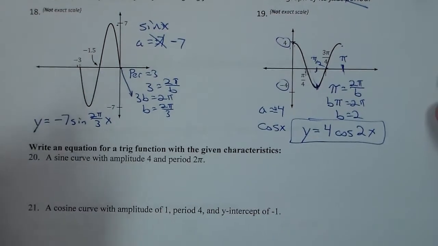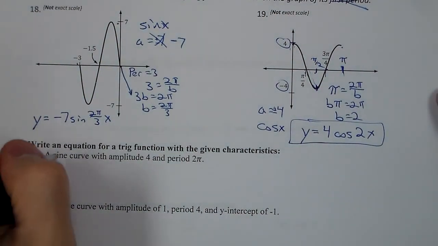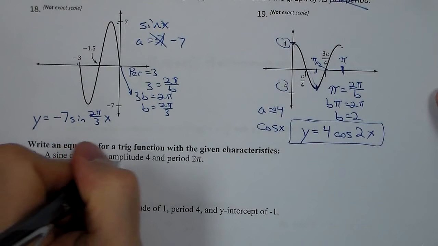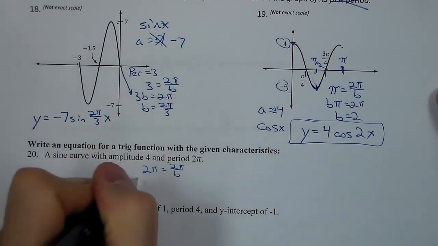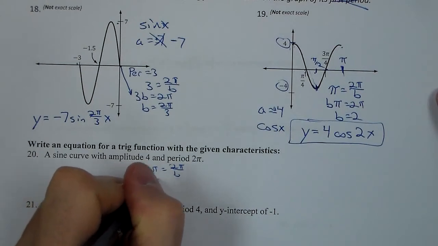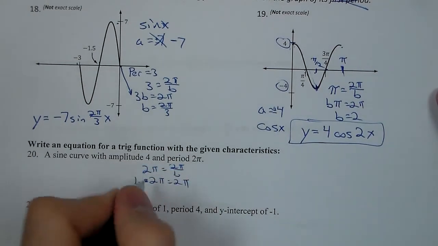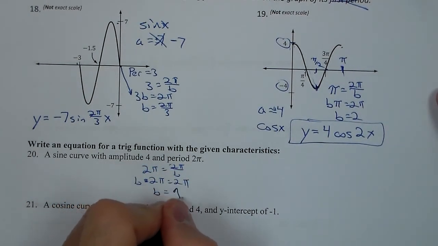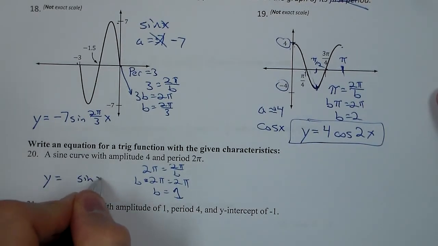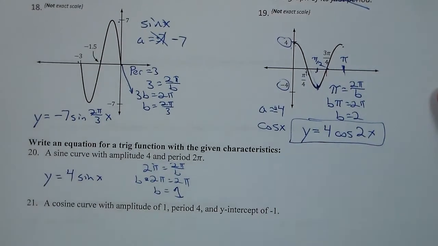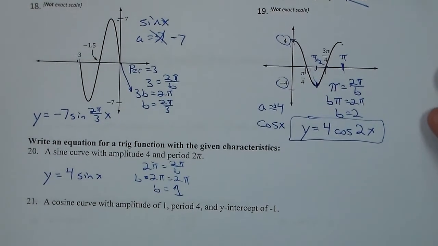For number 20, find the sine curve with an amplitude of 4 and a period of 2 pi. So we first need to say the period is 2 pi. We go 2 pi equals 2 pi over b. b times 2 pi equals 2 pi, so by multiplying over, we get that b is just 1. So my equation is going to be y equals, we have a sine of x, amplitude is 4, goes out in front, that's going to be 4 sine x.